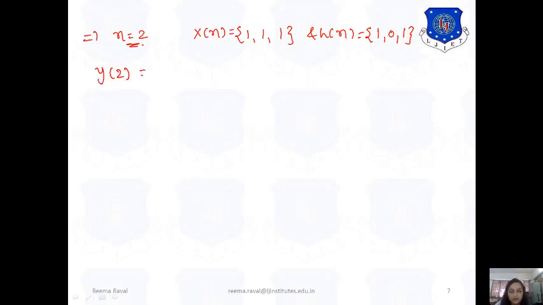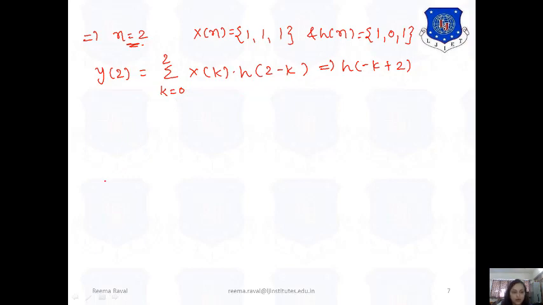So now for n equals 2, we will have the same values, that is x of n equals 1 1 1 and h of n equals 1 0 1. So now according to the formula we will get y of 2 equal to the sum for k equals 0 to 2 of x of k into h of n minus k, that is 2 minus k, which gives what? h of minus k plus 2. That means you can shift the signal by 1 from h of minus k plus 1, or else you can shift the signal by 2 instants to the right side. That means by adding 2 samples in h of minus k, right?